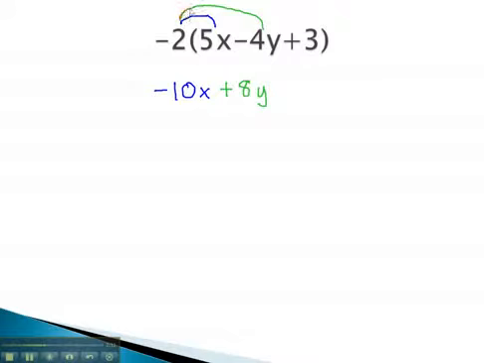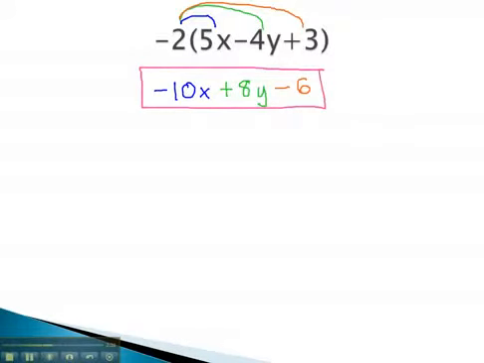Continuing to distribute all the way through the parentheses, we will multiply the negative 2 by the 3. That gives us negative 6. Again, we cannot combine the negative 10, the 8, and the negative 6 because they are not like terms. This expression is now considered simplified.